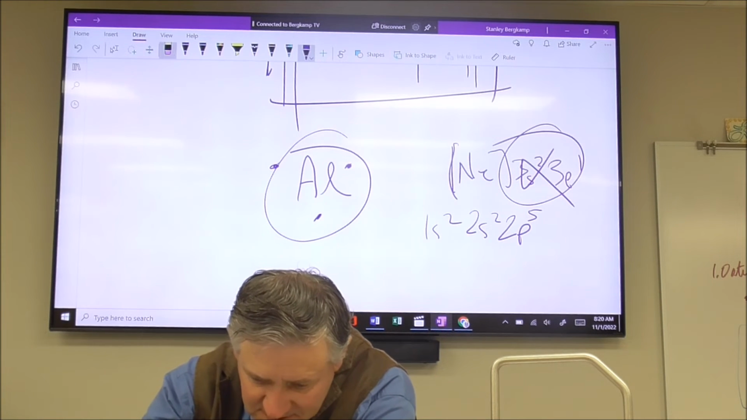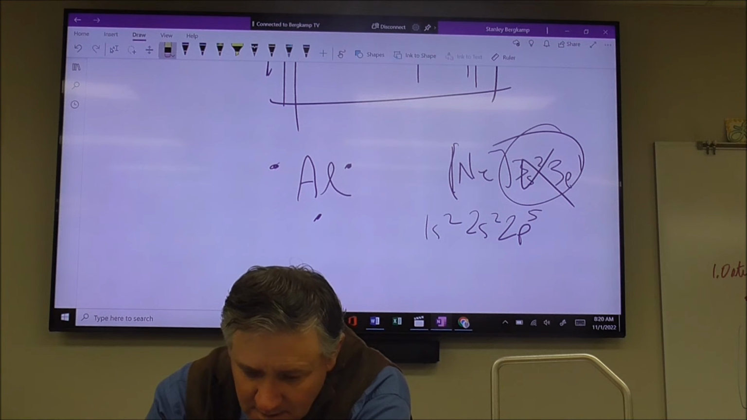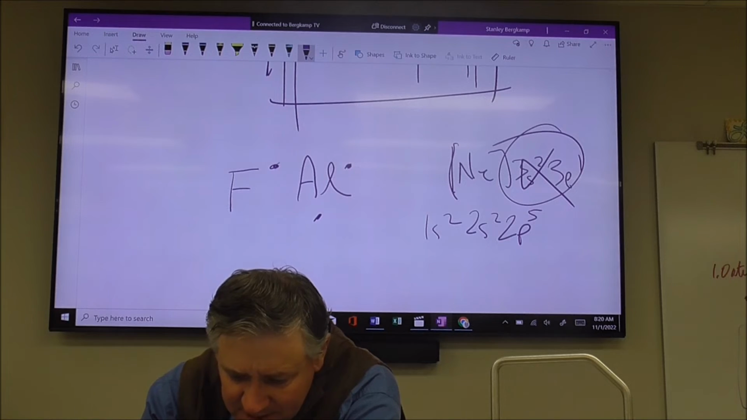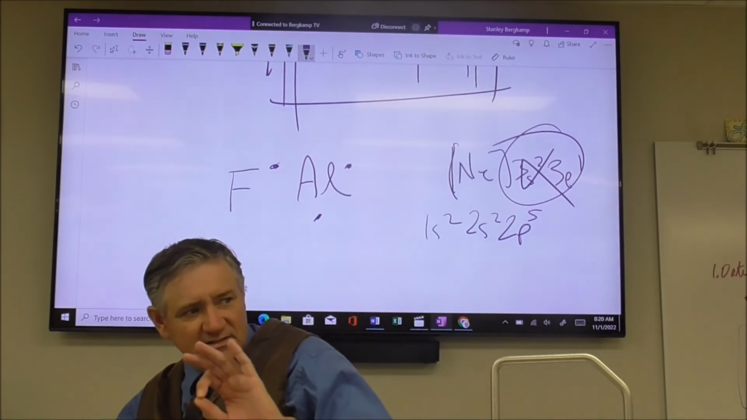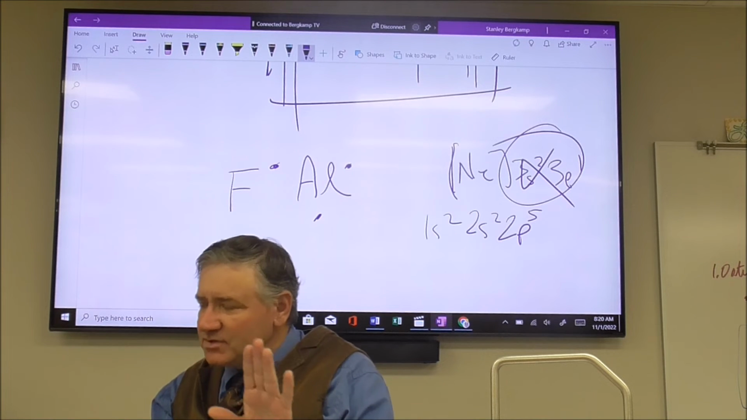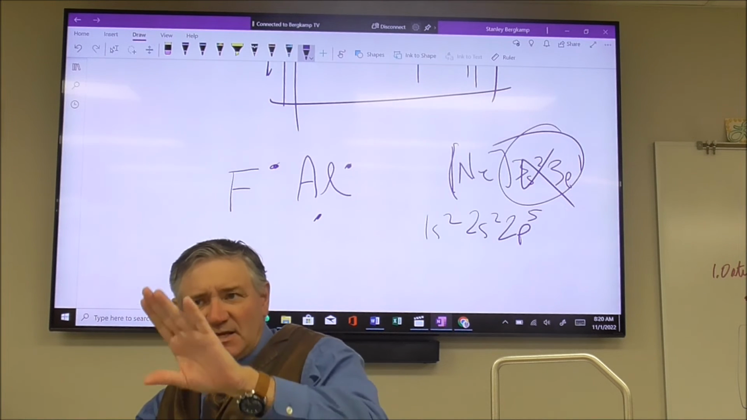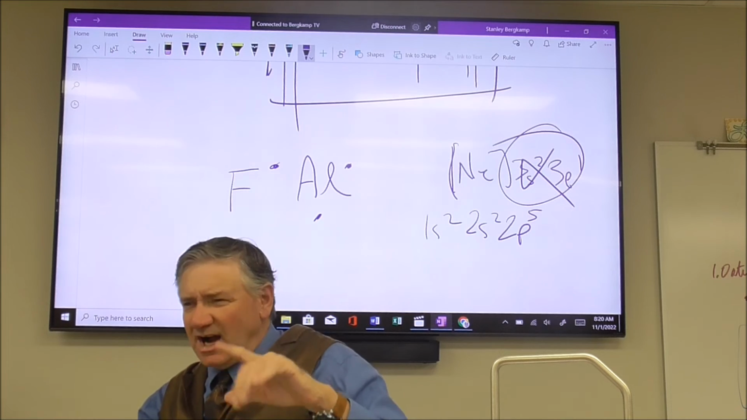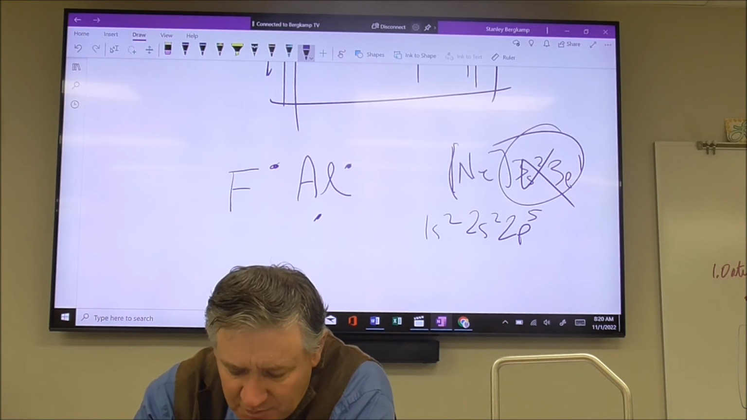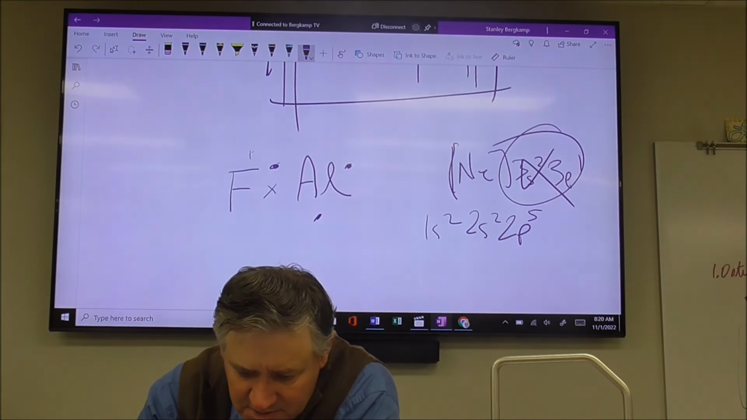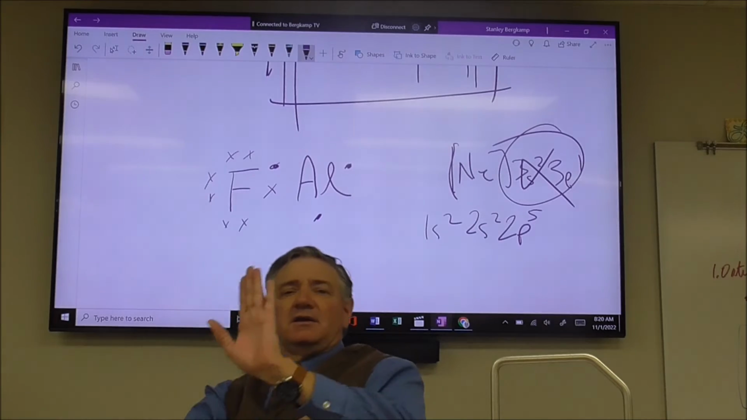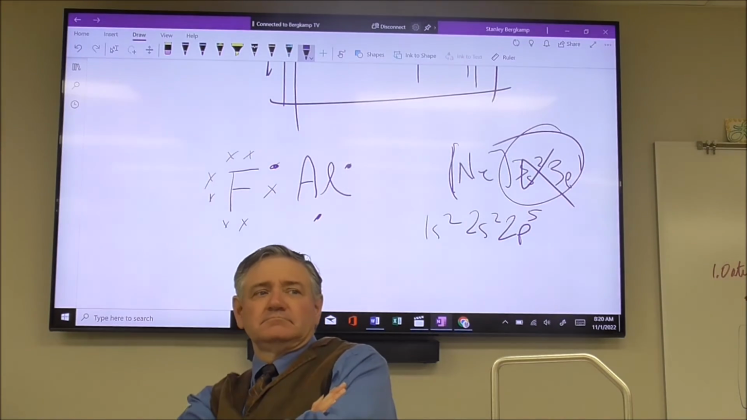So what's going to happen is this. You're going to come in here and put a fluorine here. Now some people like to put dots and X's so they can keep track of which electrons are which. You don't have to, but if you just use dots, it tends to turn into one big blur. So fluorine is going to have 1, 2, 3, 4, 5, 6, 7. Now, are we done?